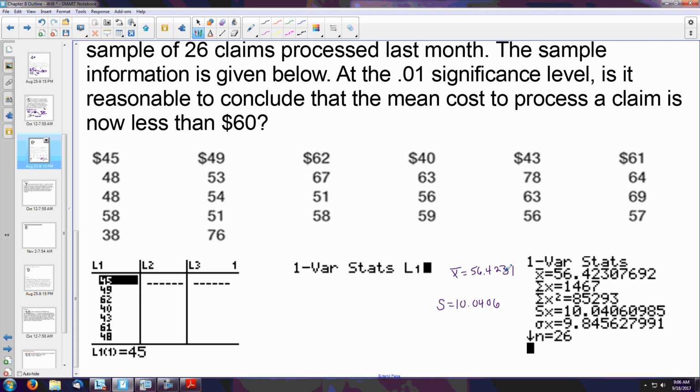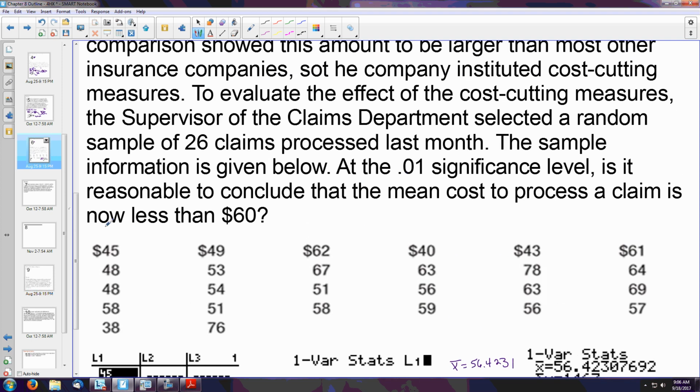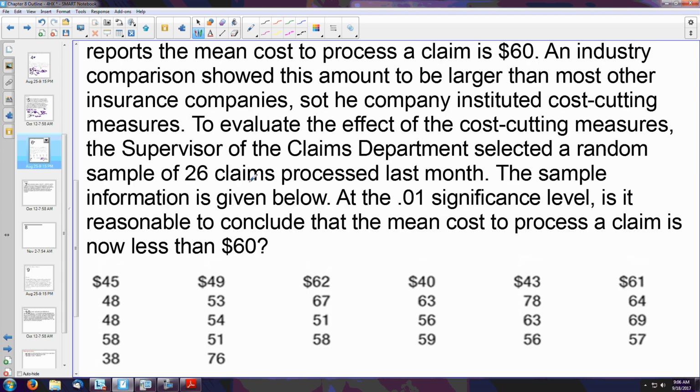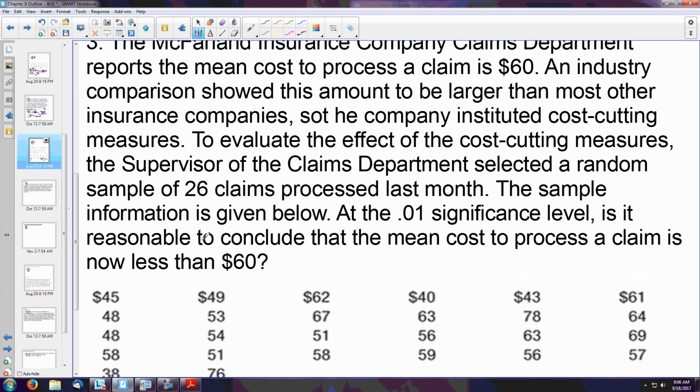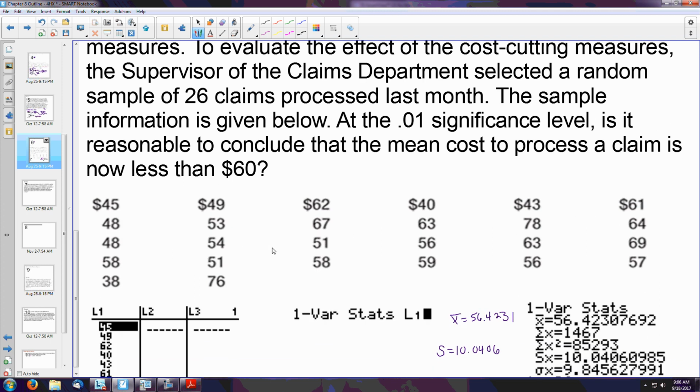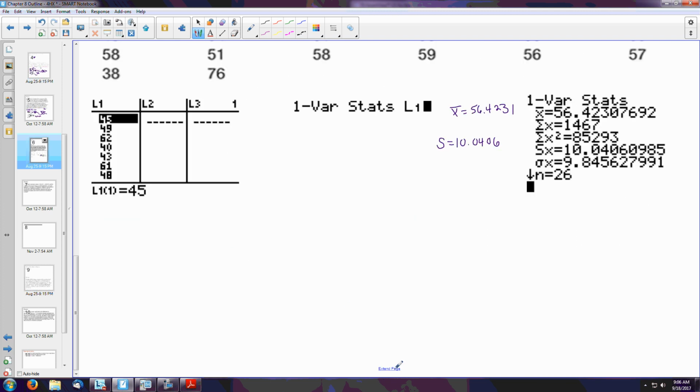Now that we have that information, what else have they told us here? We took a sample of 26 claims, and we want to know, has this been productive, essentially? Have the cost-cutting measures been effective in reducing the amount of money it costs us to process a claim? So if originally it would cost $60 to process a claim, and we found a mean of about $56, hopefully something did work out there.